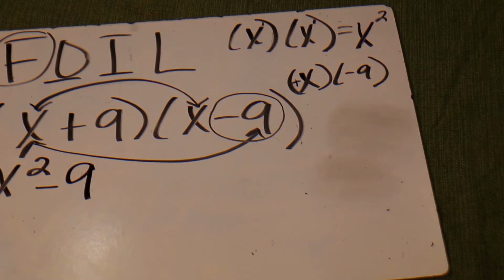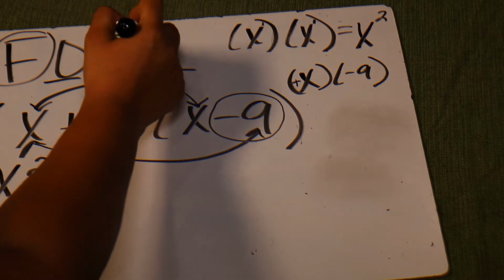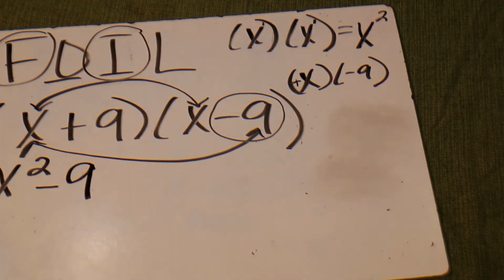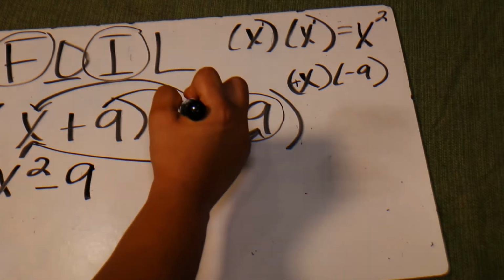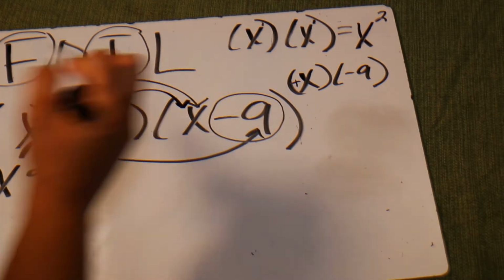Okay? So that's our next term. So now we're going to do the I. Okay? We're going to do the I part. Okay? And now it's the inner. So now I'm going to draw the line at the top of the problem. We're back to the top.